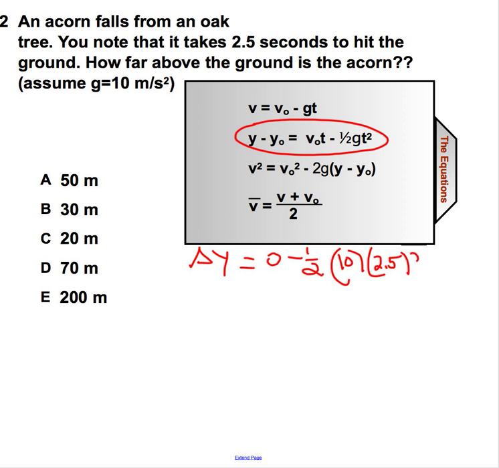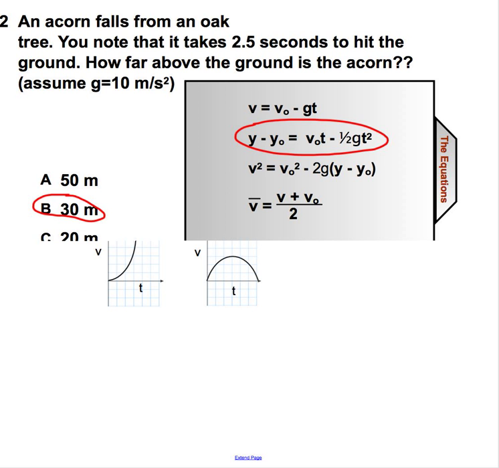And so this will come out to be about 30 meters. That's the height above the ground. 30 meters. Delta y will give you that number.